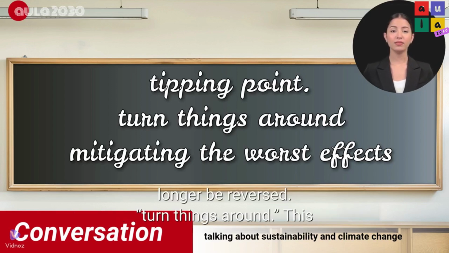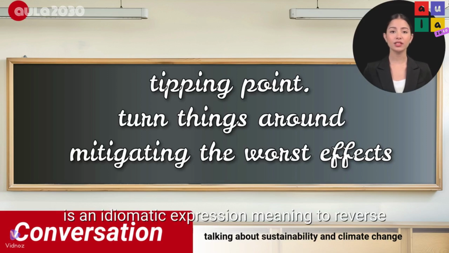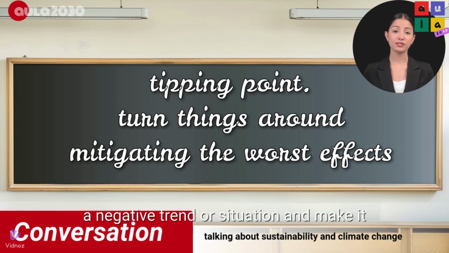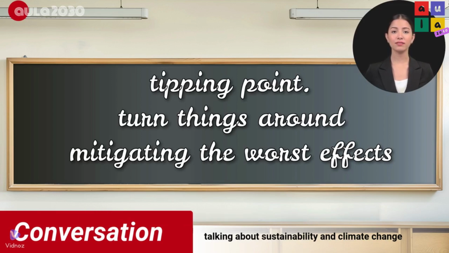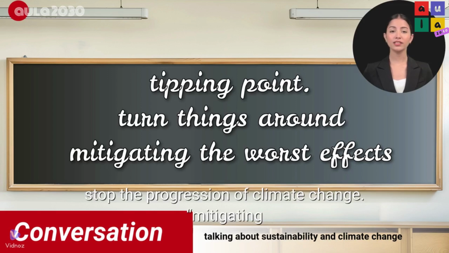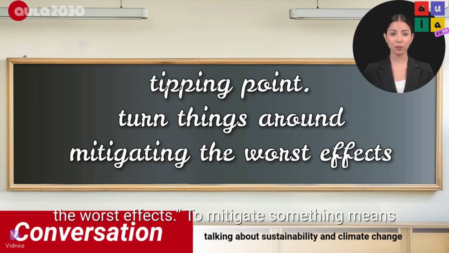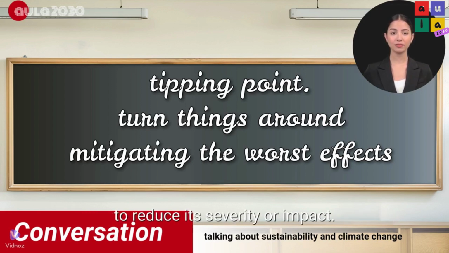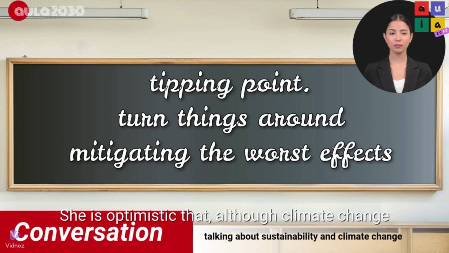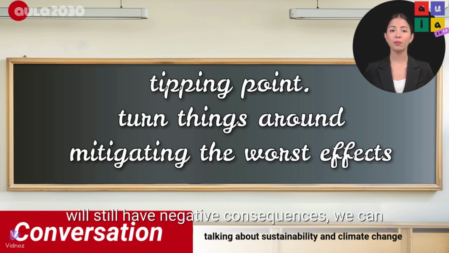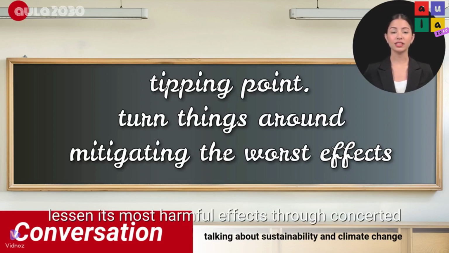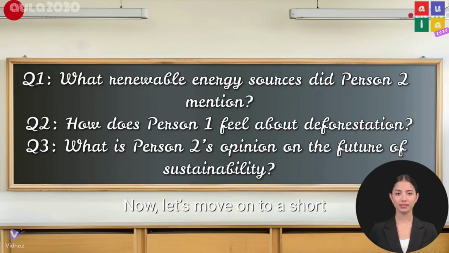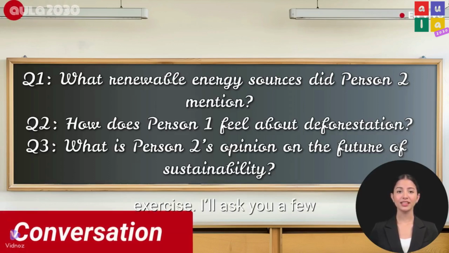Turn things around. This is an idiomatic expression, meaning to reverse a negative trend or situation and make it positive. It refers to making changes to slow or stop the progression of climate change. Mitigating the worst effects. To mitigate something means to reduce its severity or impact. She is optimistic that, although climate change will still have negative consequences, we can lessen its most harmful effects through concerted efforts.